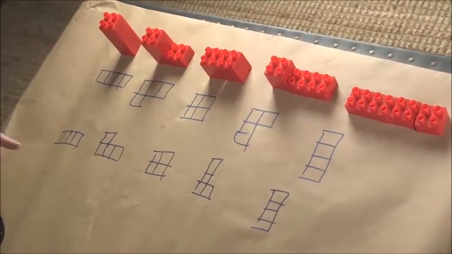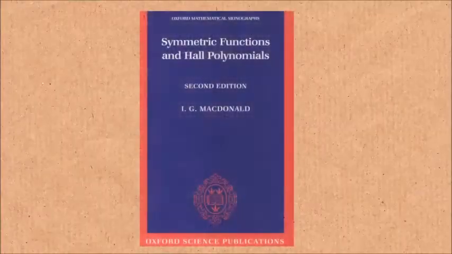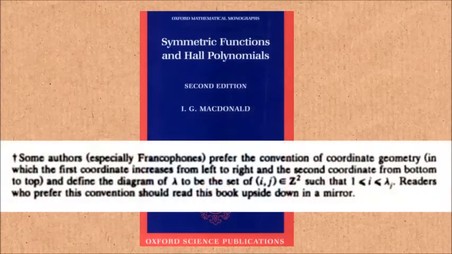My favourite footnote from a textbook. Do you have a favourite footnote from a textbook? Oh, no, I do. Favourite footnote from a textbook was by Ian MacDonald, who said, if you want to do the French notation, you should read this textbook while looking upside down and in a mirror. So I get to say this for myself for the first time. If you want to use the French notation, watch this video upside down and in a mirror.